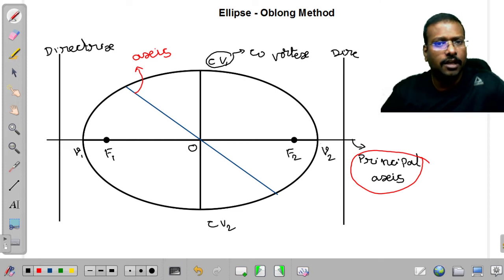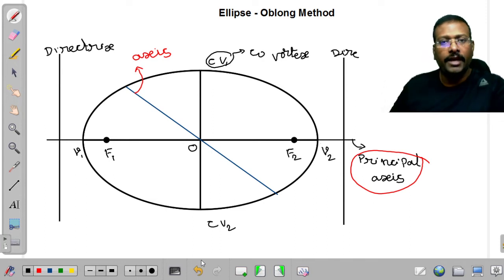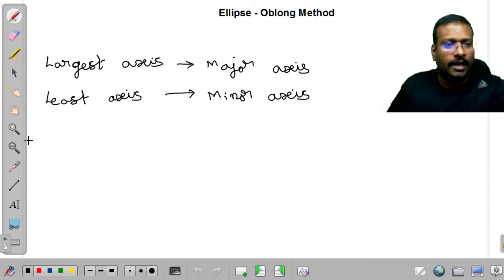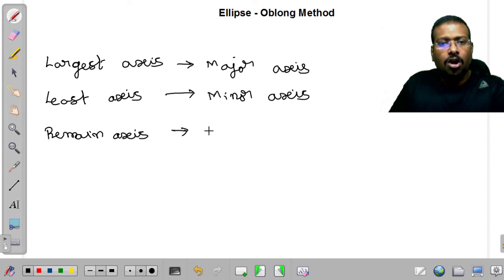Okay, sir, terminology wise it is okay. But apart from these two, what are the remaining axes called? The remaining axes are called auxiliary axes. Apart from these two, the remaining axes are called auxiliary axes.